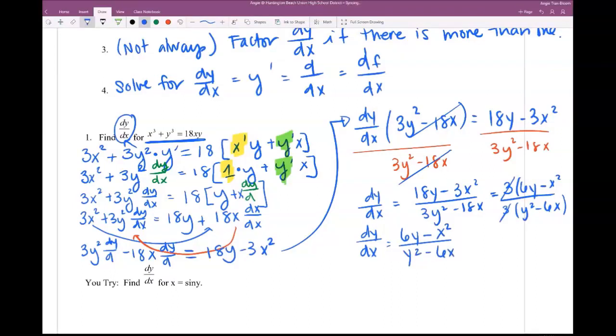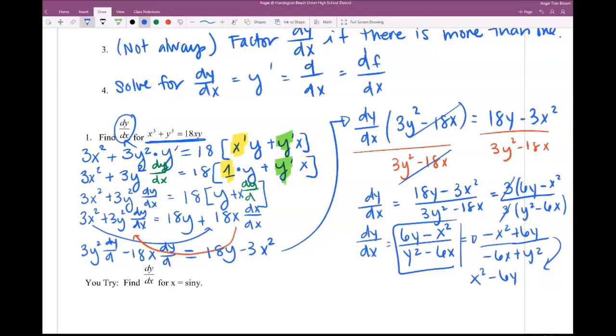Okay? Or some of you can even write this way. Negative x squared plus 6y all over negative 6x plus y squared, right? So this is preferred. If you write it this way, then you need to just cancel out the negative, so you can end up with a positive x squared minus 6y all over positive 6x minus y squared. This or that would be okay. Either one I will totally accept.